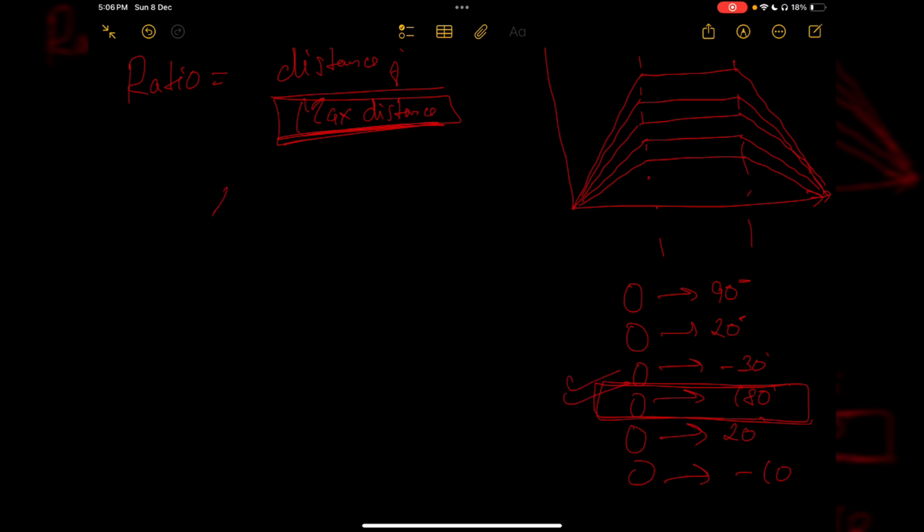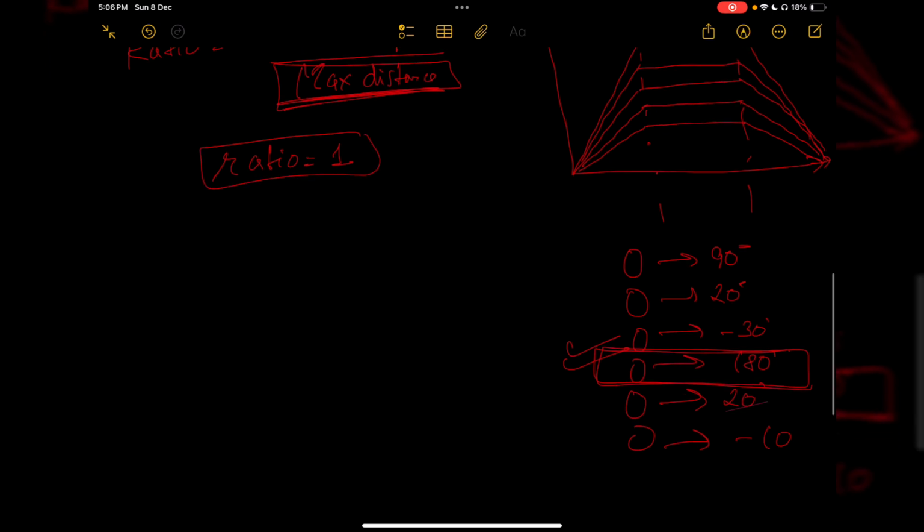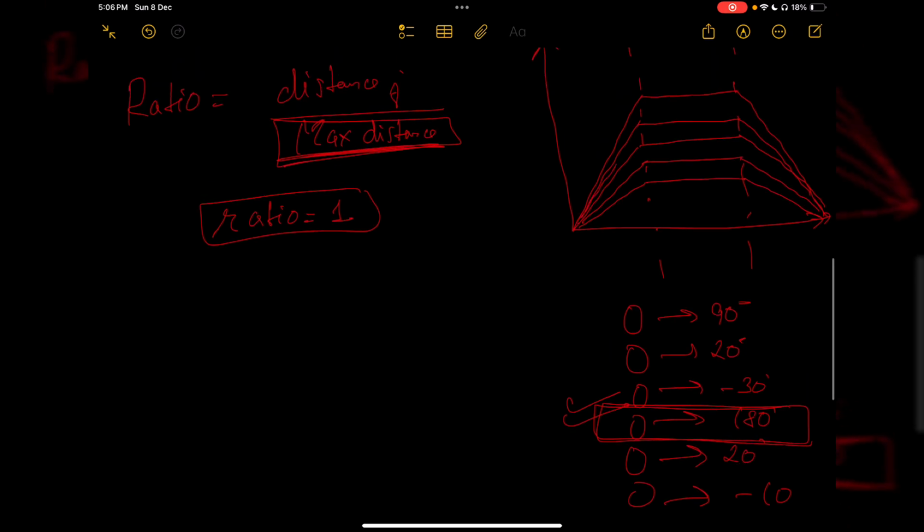For this joint the ratio will be 1, and other joints will fit inside this ratio. For example, some has a 0.8 ratio, so it will follow this profile. Some has a 0.5 ratio, so it will follow this profile. And how will I ensure that in my equations?